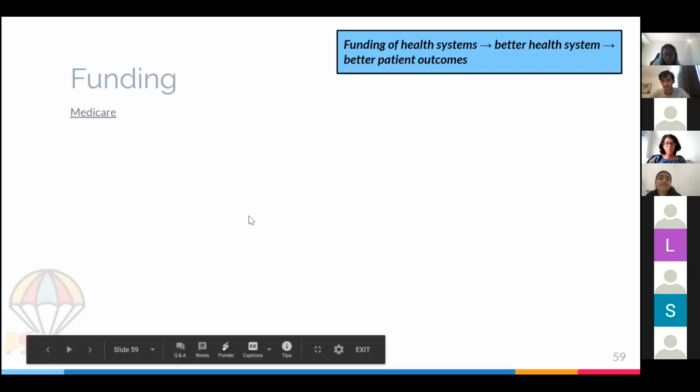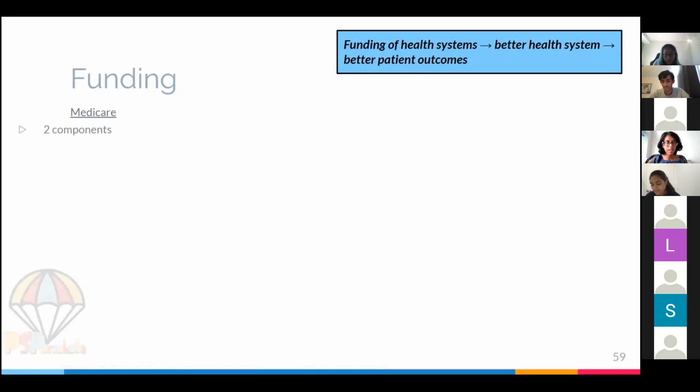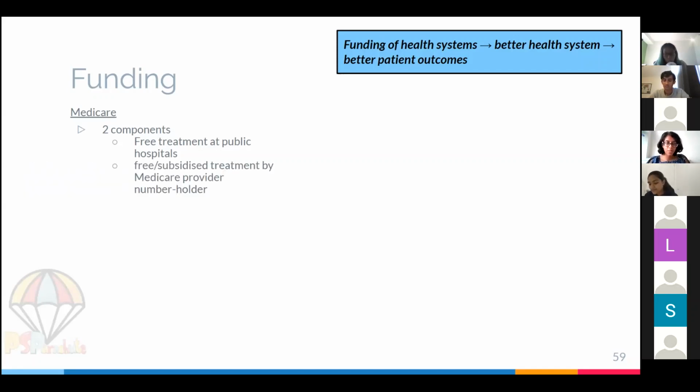So let's go through Medicare first of all. Medicare has 2 components. Wait, I'm just trying to remember what the 2 components are. Let's just go through this. Okay, so the 2 components are free treatment at public hospitals. And what is the other one? Can someone think of the other component? No? Okay, I'm going to tell you then. It's free or subsidized treatment by Medicare provider number holders. Some practices have a provider number and then they can subsidize treatment for you.